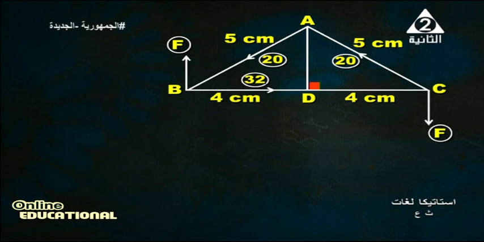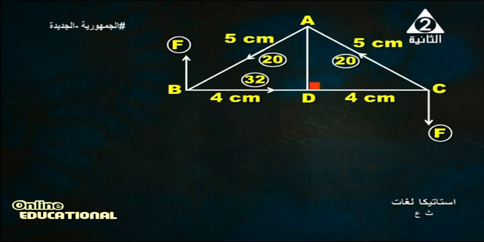And we know that the forces act in cyclic order: 20 at AB, 32 at BC, 20 at CA. What does this mean? The moment of the couple equals twice the area of the triangle times K. To calculate the area of the triangle, we have base times height.